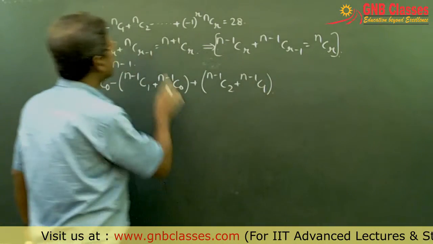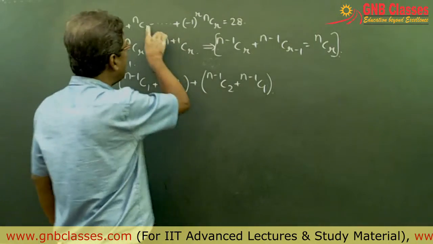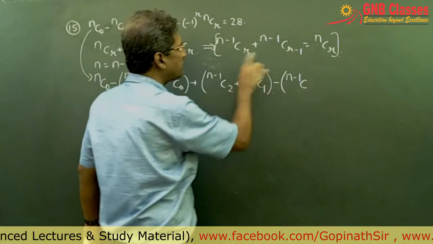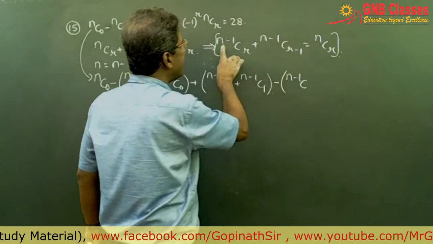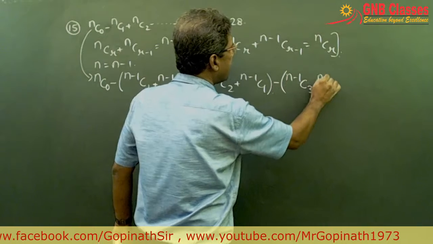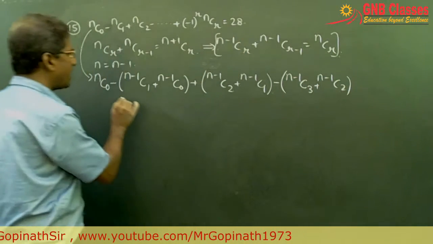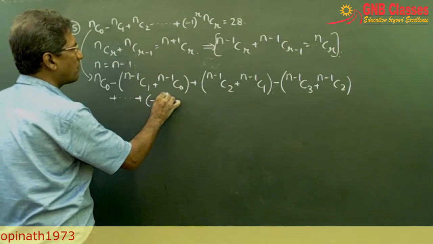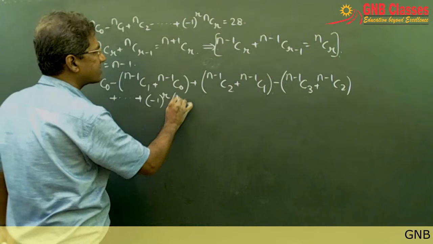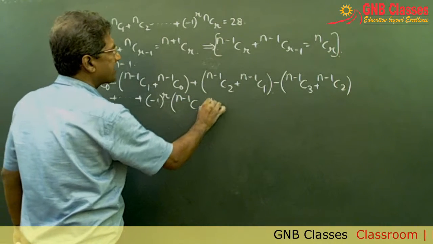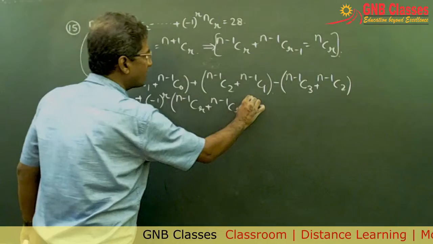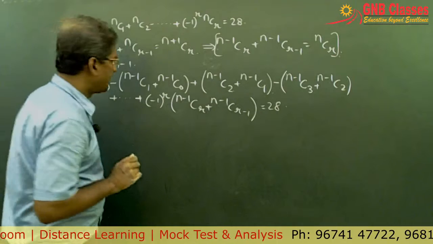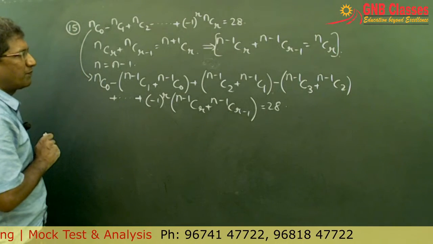Okay? Next, the fourth term will be nC3, which can be written as n minus 1 C3 plus n minus 1 C2, and this thing goes on, right? And the last term will be minus 1 whole to the power r nCr, I'm writing it as n minus 1 Cr plus n minus 1 Cr minus 1, okay? Which is equal to 28, they have given us. Is it clear?